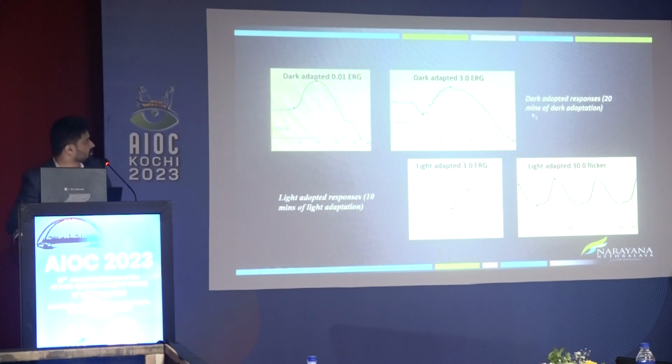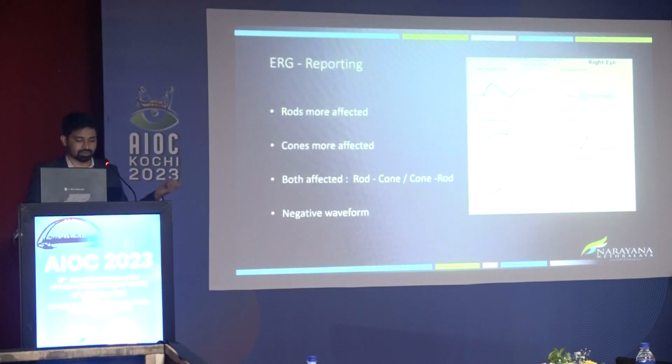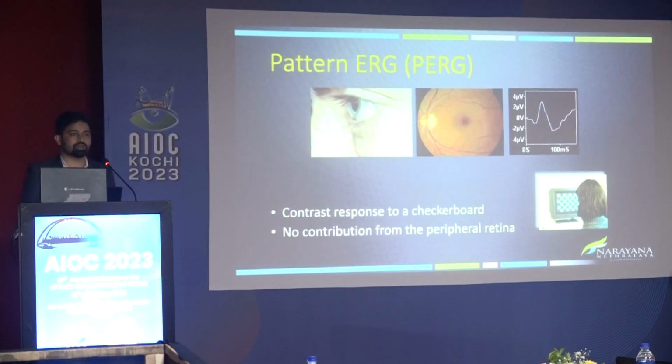So understood? We started with an isolated rod driven response and ended with an isolated cone driven response, with a spectrum in between. So whenever you look at the ERG, that's all you need to look for: whether the rod component is affected, whether the cone component is affected, whether both are affected, and are there any negative waveforms? That I'll come to later. So clear? Any doubts so far? Nothing. So that's what I was telling. Just look whether rods are more affected, cones are affected, both are affected, or any negative waveforms. So that is about the full-field ERG, which is the response from the entire retina.